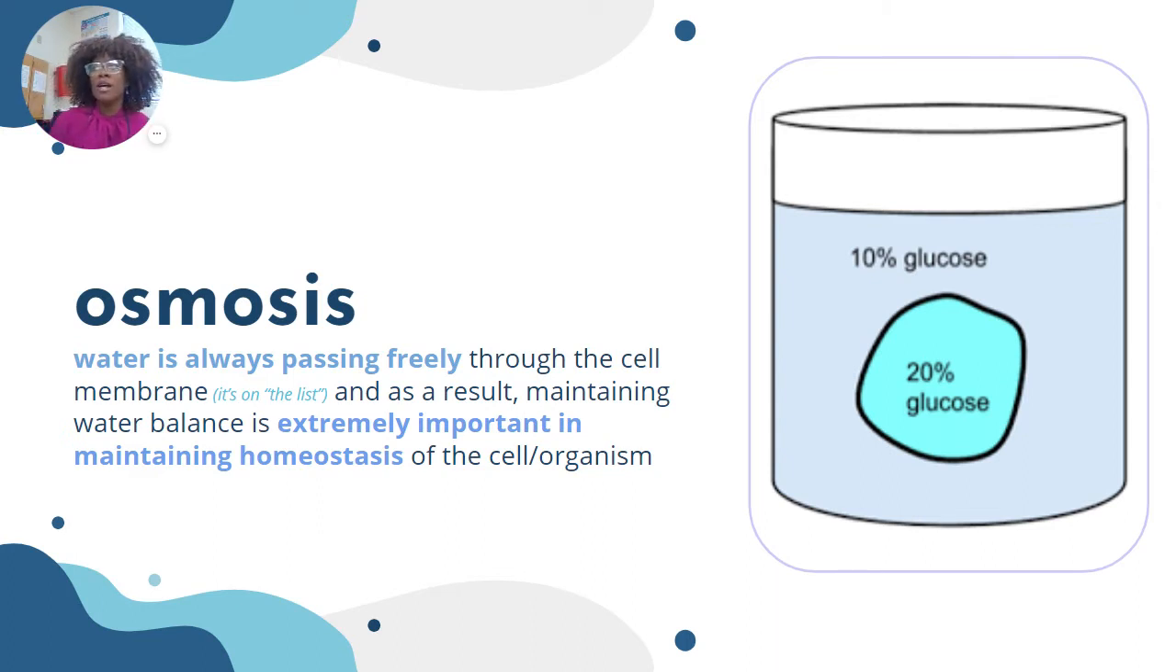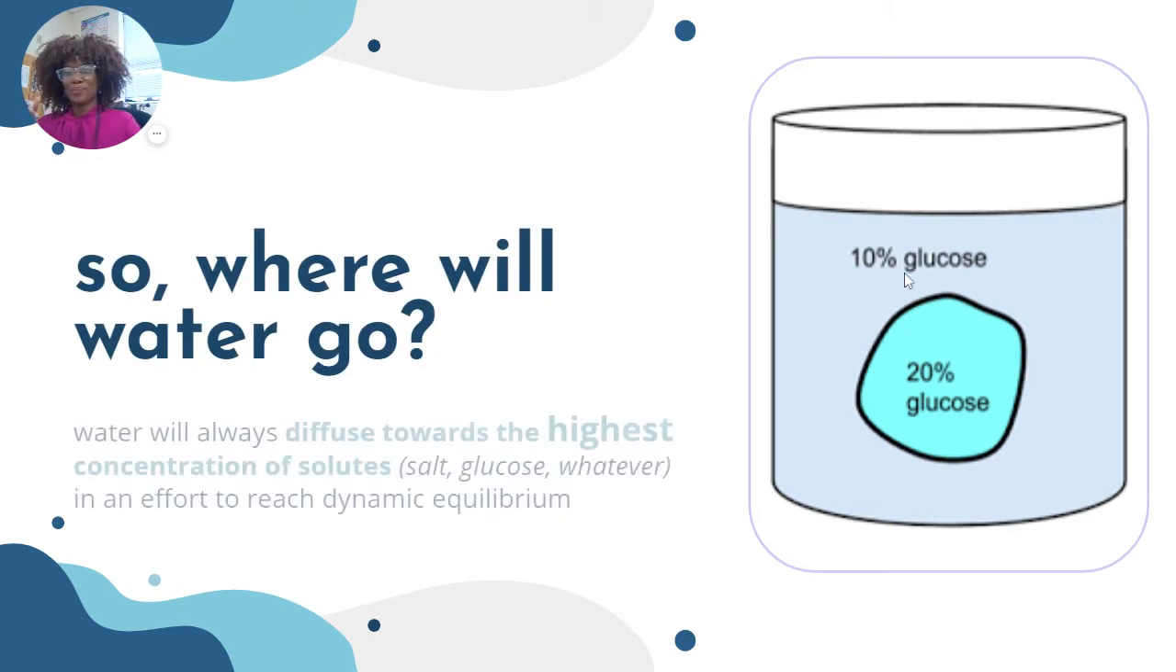You probably have heard that our bodies are like 78 or something percent water? Well, that lets you know just how important this concept of osmosis is to your cells. So sometimes your cells might have 20% glucose, while the watery environment that it's in may only have 10% glucose. Where does water go? Well, let's find out together.